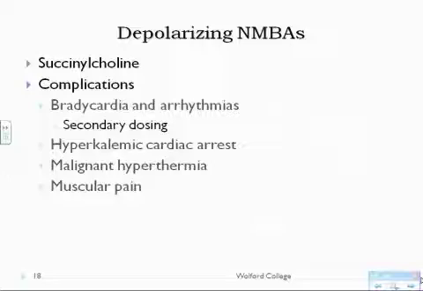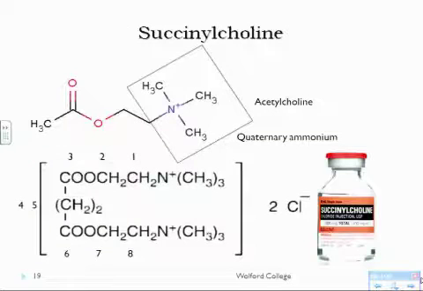Succinylcholine, the complications with it are severe bradycardia and arrhythmia on secondary dosing, hyperkalemic cardiac arrest, malignant hyperthermia, and muscular pain. Succinylcholine is basically two acetylcholine molecules bound together. If you look at the actual connection points, there are 8 carbons between the two acetylcholine molecules. It's a pretty impressive drug in the sense that it's been around for almost 70 or 80 years, and still they can't get rid of it, even with all these nasty side effects. But it has its place.